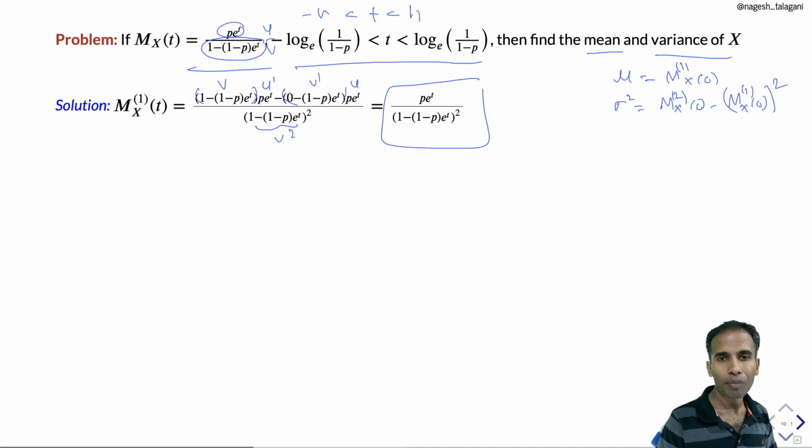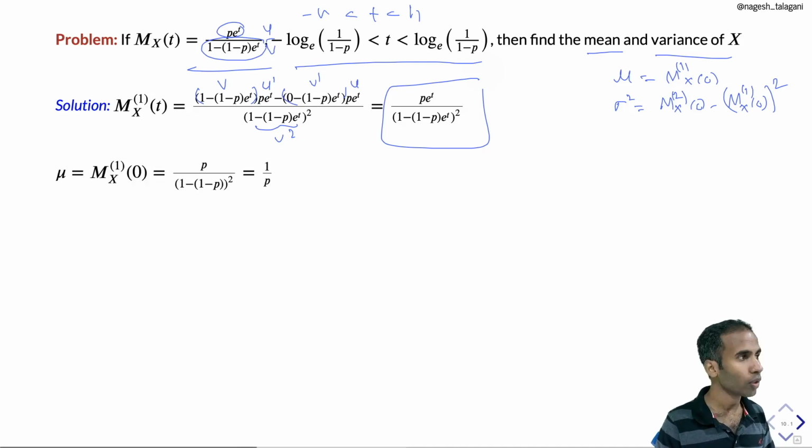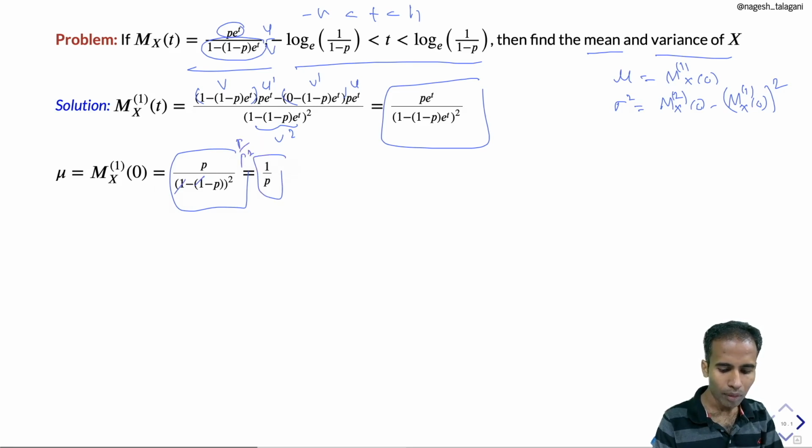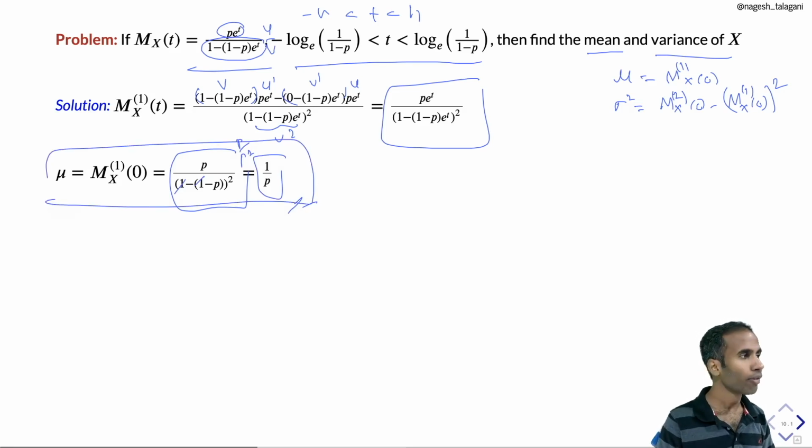Now if we plug in t equal to 0, what we get here is p by 1 minus of 1 minus p whole square. Here the 1 cancels, and you end up with p by p square, that is 1 by p. So the mean mu equals 1 by p. Now we have got the mean.